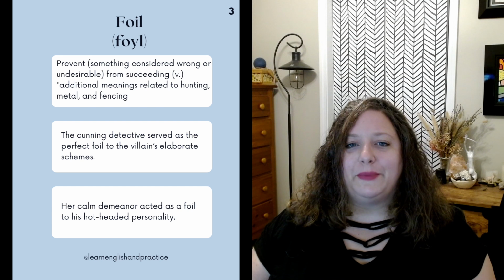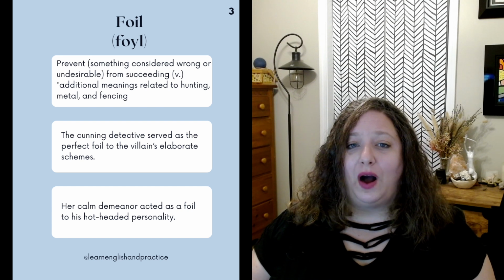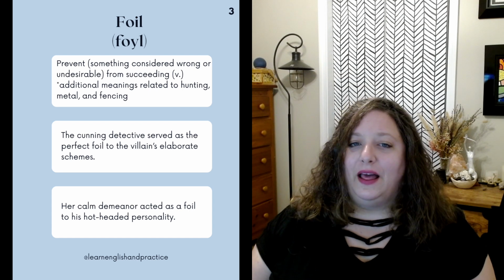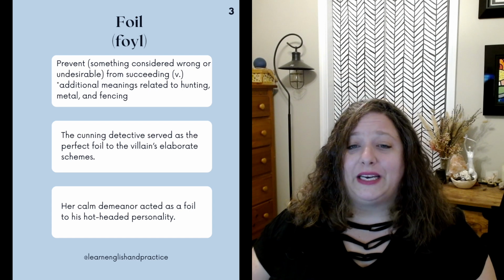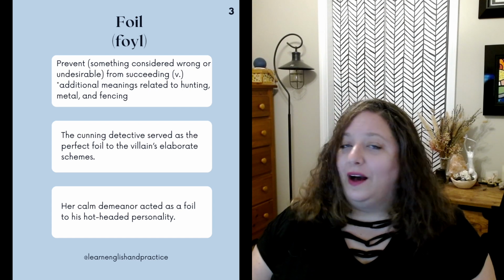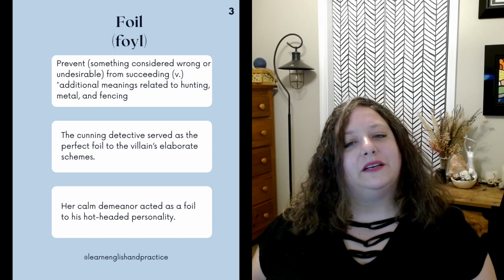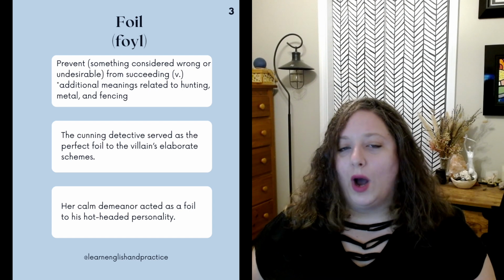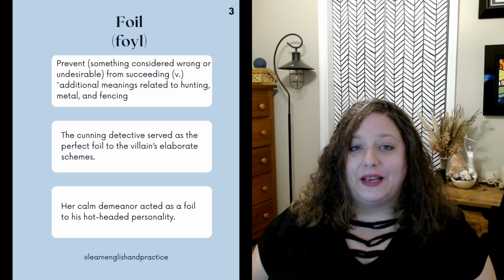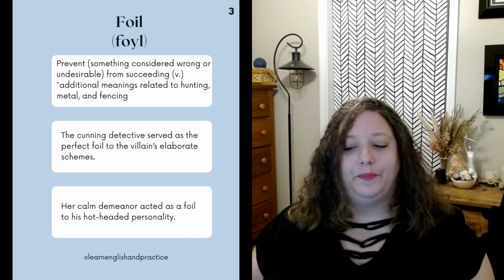Foil. This means prevent something considered wrong or undesirable from succeeding, as a verb. And there are additional meanings relating to hunting, metal, and fencing. This is a word with a lot of different meanings, but we're just going to focus on this one meaning here. So to foil something is to stop it from happening.